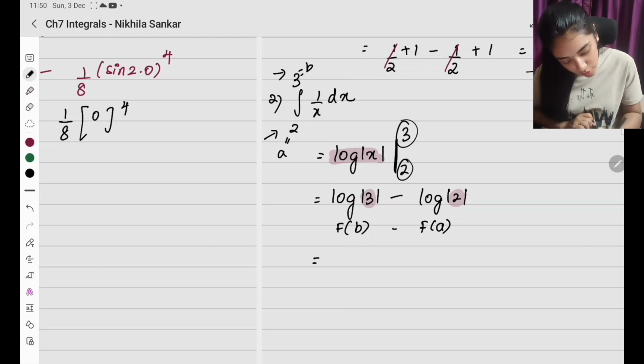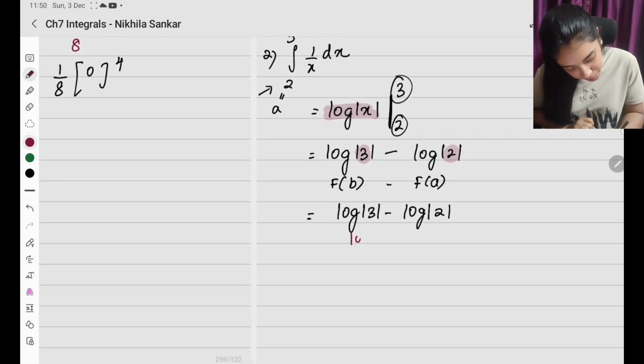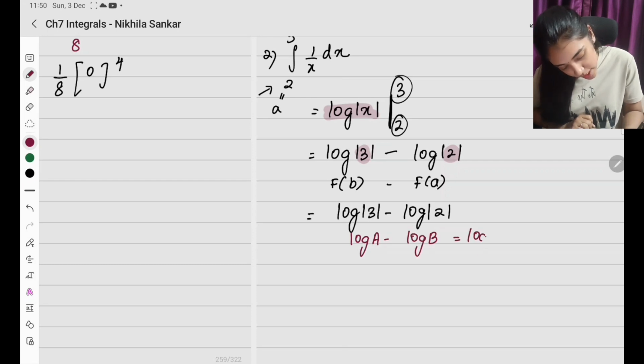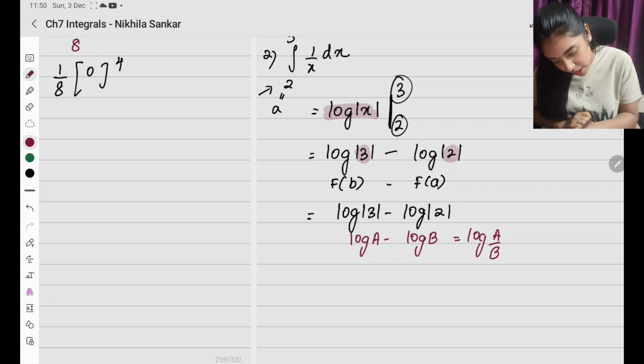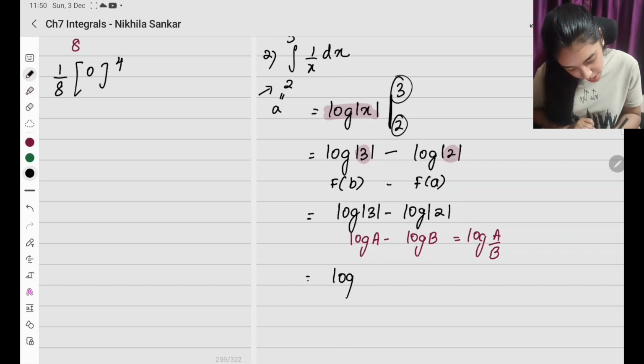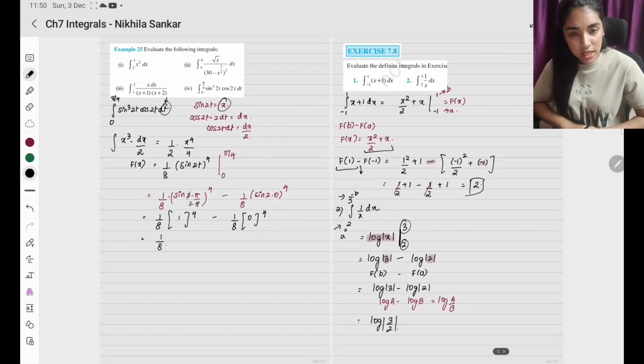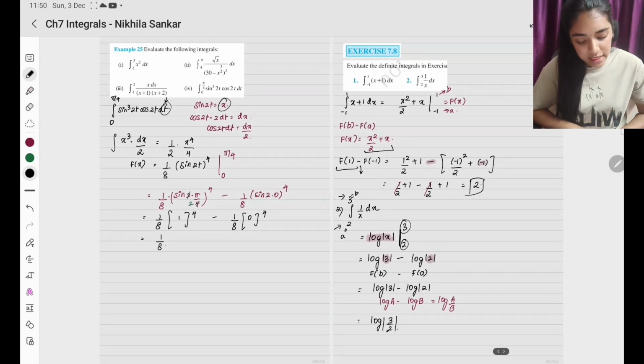So in the formula I put it. So I have log mod 3 minus log mod 2. This is of the form log a minus log b. So log a minus log b is going to be log of a by b. We have done many sums like this. So this is going to be log mod 3 divided by 2. Okay. There is no plus c. Please watch my examples. You know why there is no plus c.